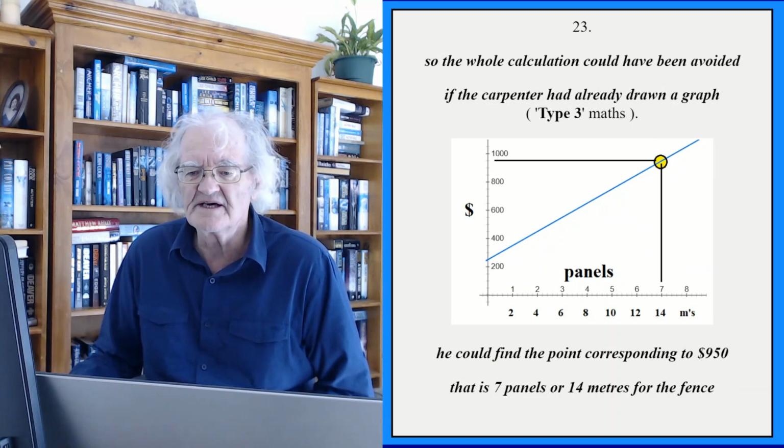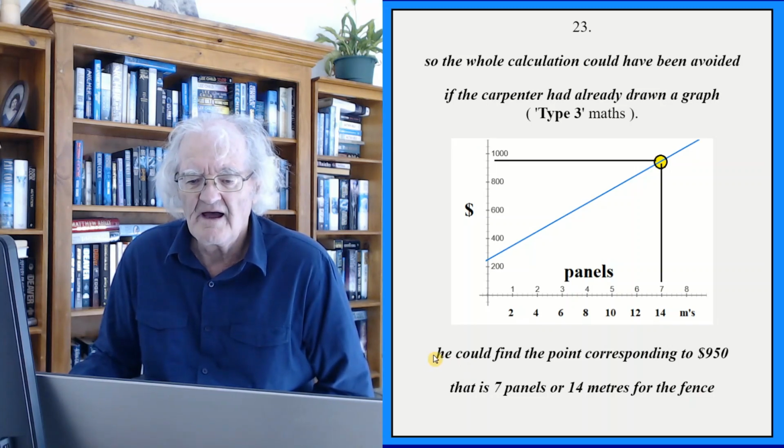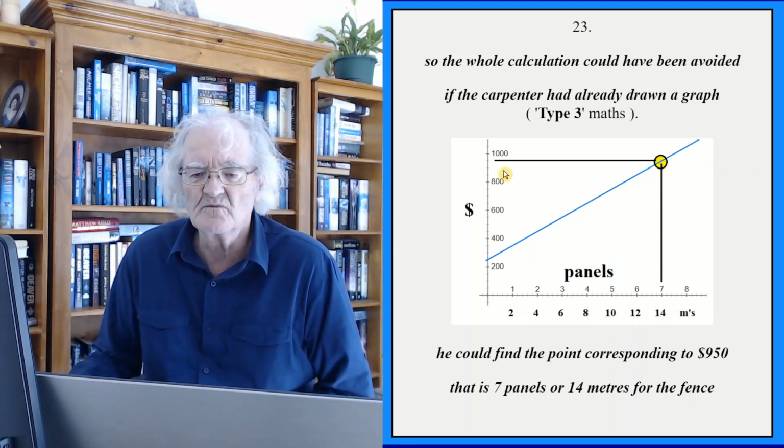So the whole calculation could have been avoided if the carpenter had already drawn a graph. Here we have the appropriate graph. Number of panels, cost. The question is, how much fence can I get for $950? Begin with 950, move to the part of the graph that's appropriate, and find your answer.